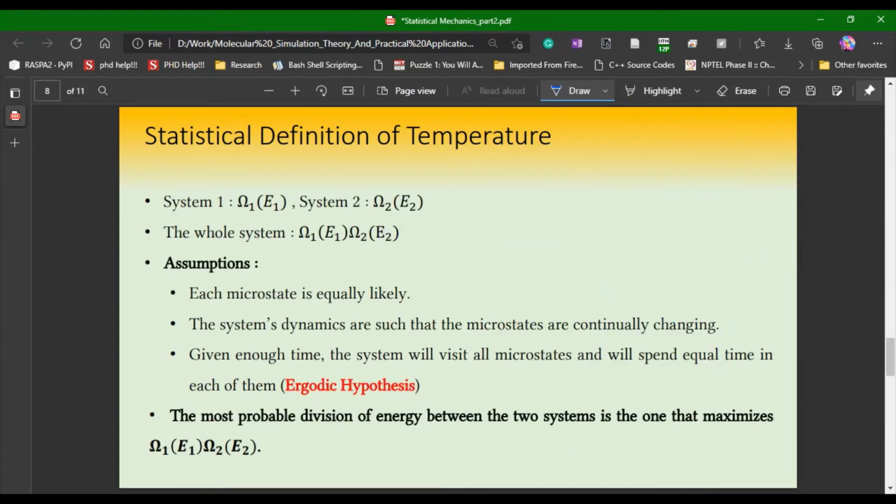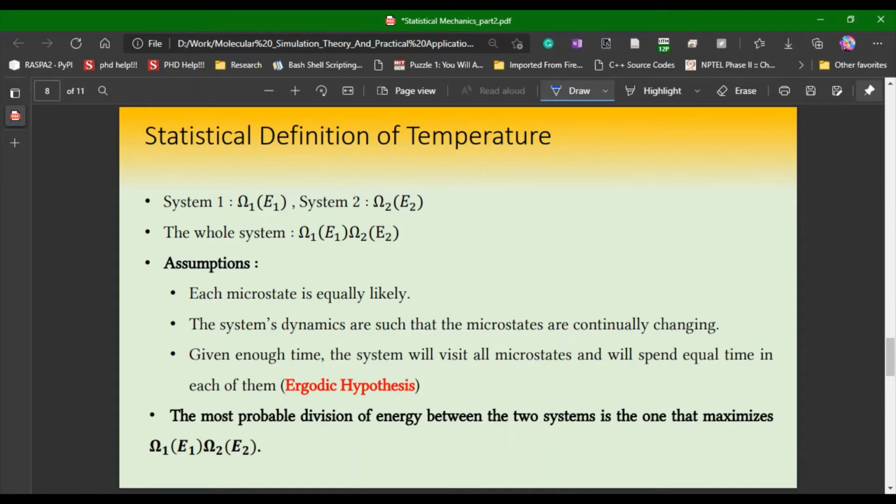So what happens is, system 1, for a particular energy E1, has some omega 1 number of microstates, and system 2, for a particular energy E2, has omega 2 number of microstates. But when you consider the whole system, the total number of microstates is just the product of the microstates of the individual systems, right? Here we have some assumptions.